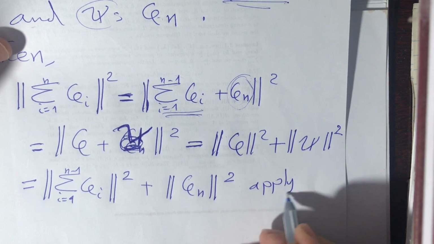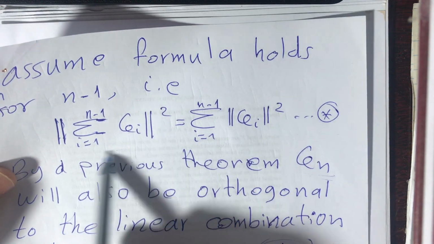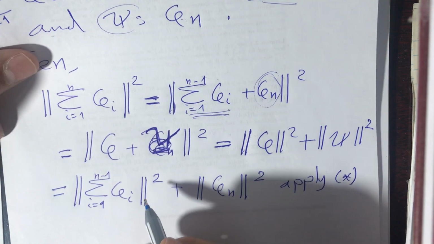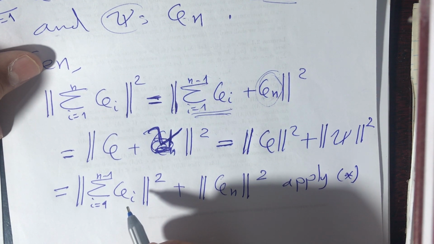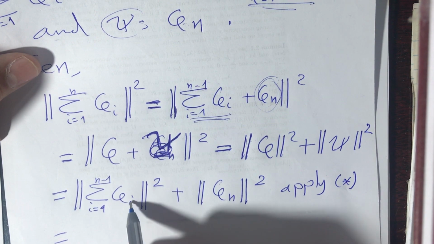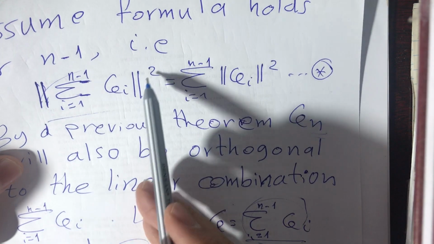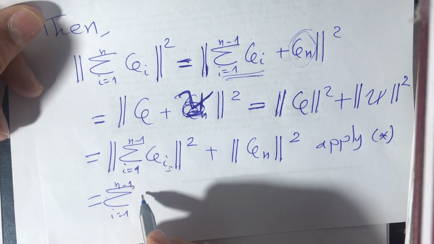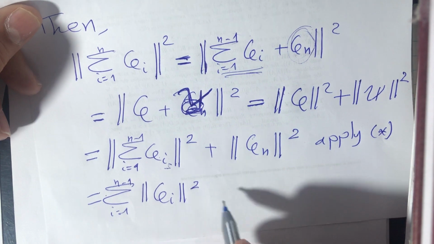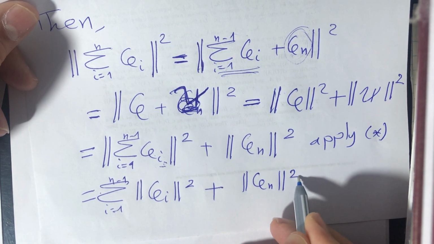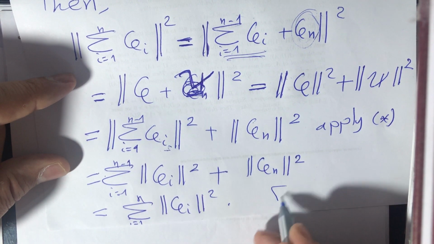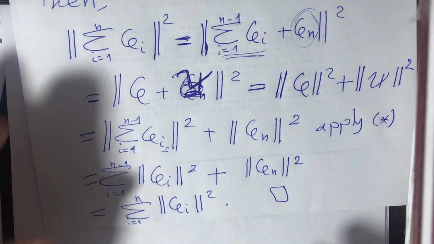Now apply the star. We get this equal to this, so we can substitute. This equals the summation i from 1 to n minus 1 of the norm of φi squared plus the norm of φn squared, which is equal to the summation i from 1 to n of the norm of φi squared. And this finishes the proof. This is page 6.